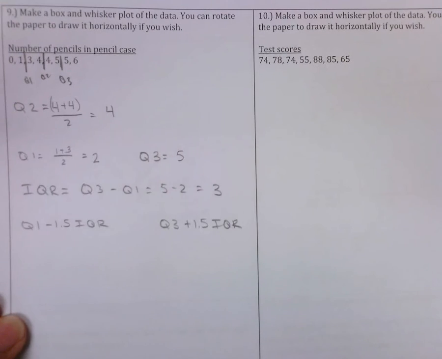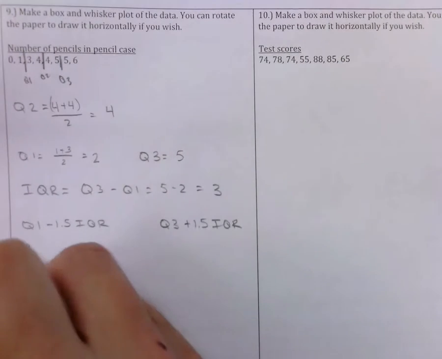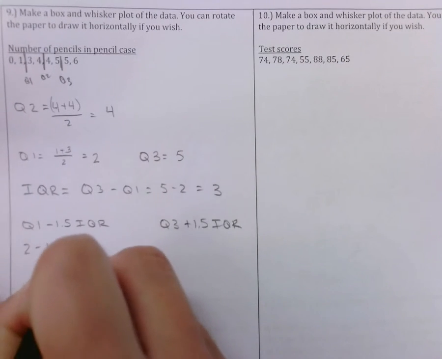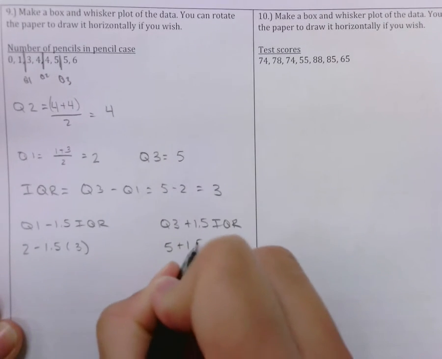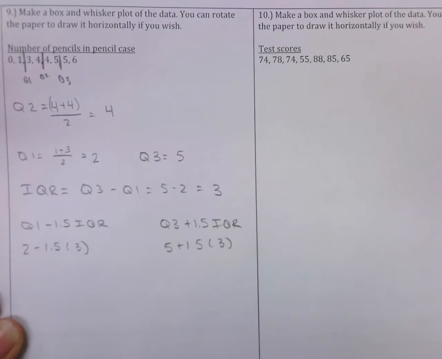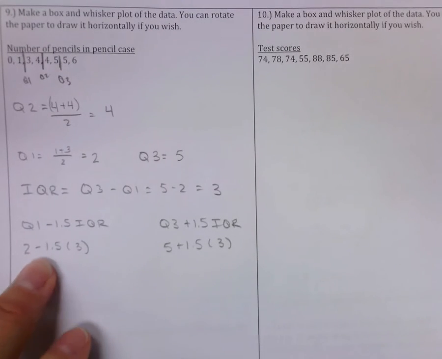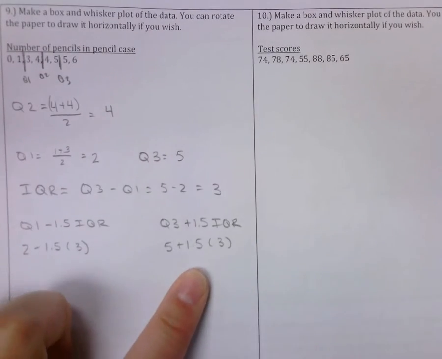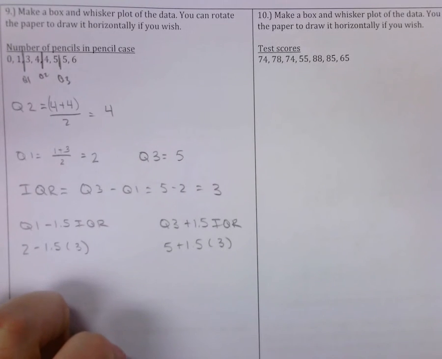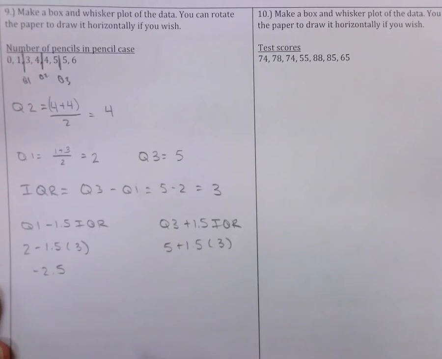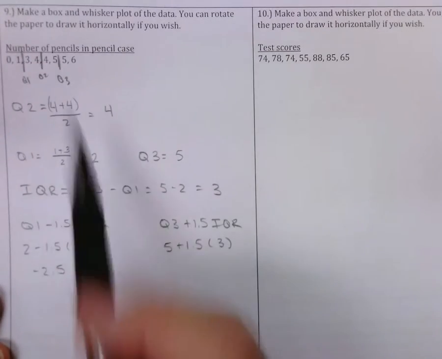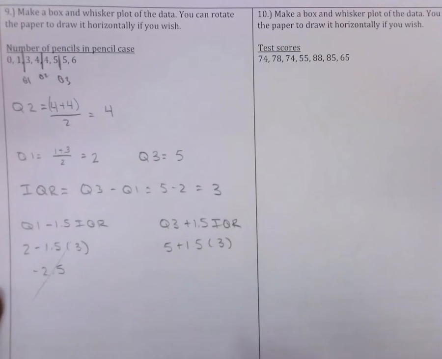So Q1 was 2. So 2 minus 1.5 times 3, and this is going to be 5 plus 1.5 times 3. If any of our numbers are at or below this or at or above this, then those will be outliers. So this number is negative 2.5. That's good because none of our numbers are below that. So there's no outliers there.